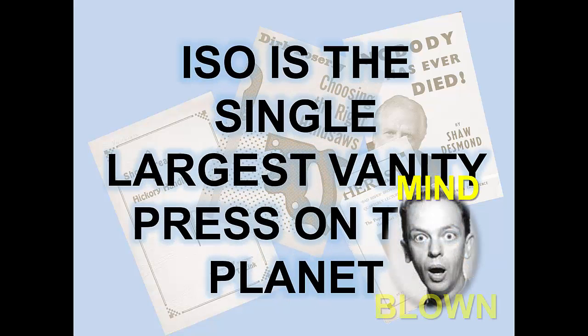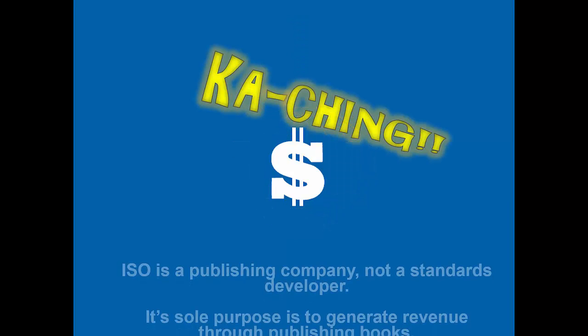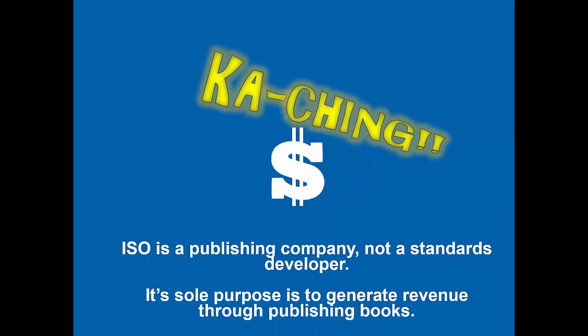This means that literally ISO is the single largest vanity press operation on the planet. And this is a very, very strange situation. ISO is a publishing company, not a standards development body, and its sole purpose is to generate revenue through the publishing of books, or as we like to say in publishing, pushing paper. ISO pushes paper. That's the only thing that they make money on. We need to understand that because this is all going to tie into Annex SL, context of the organization, and risk-based thinking and how they got into the standard to begin with.